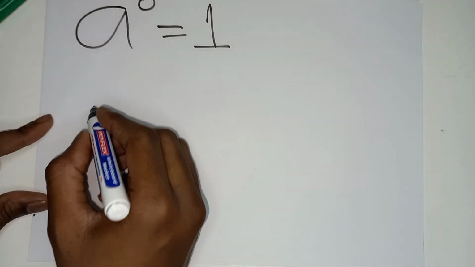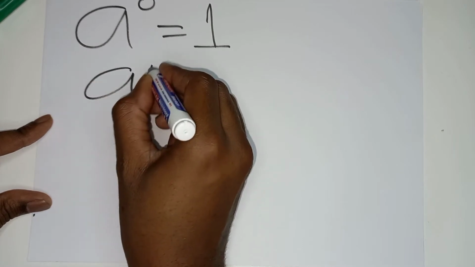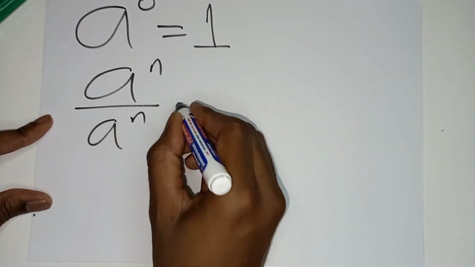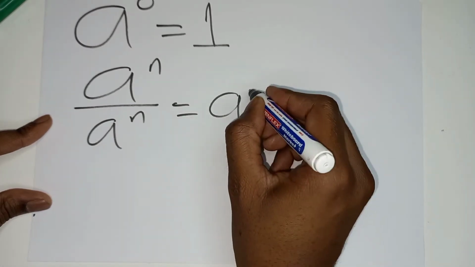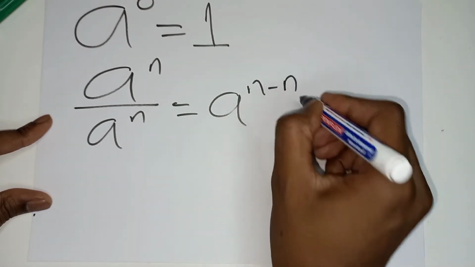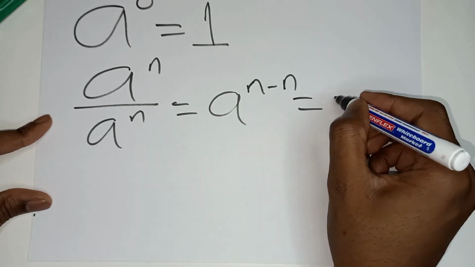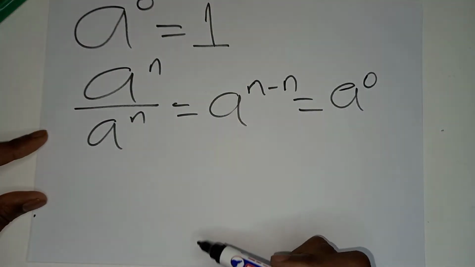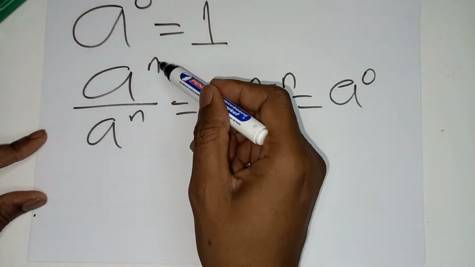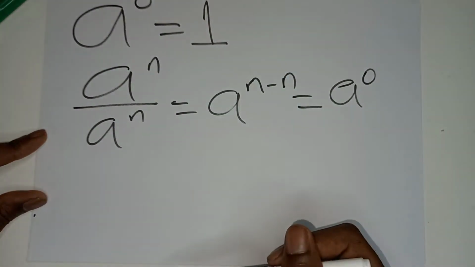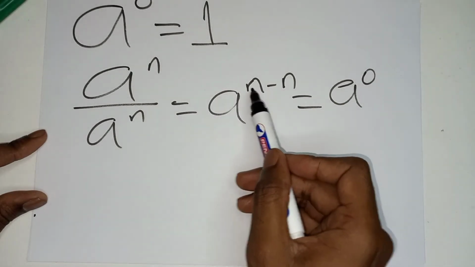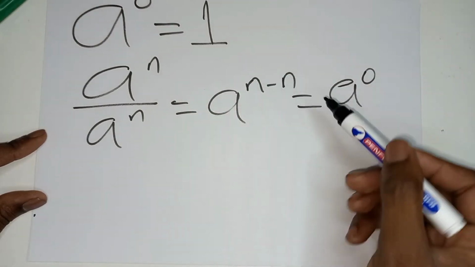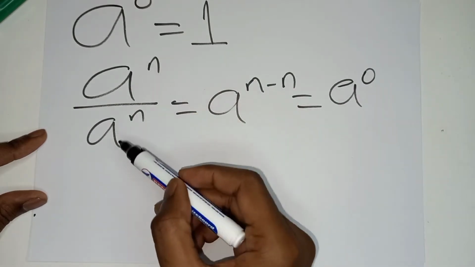From the division law, we know that when dividing any number with an exponent by another number with an exponent, you subtract the exponents. Now let's look at it this way. If I have the same number to the same exponent divided by itself, it would be a to the exponent of n minus n, which is 0.